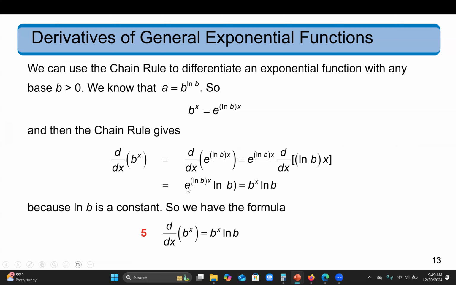So we write down our first solution, e to the power natural log b times x. Then the derivative here will give us natural log b. So the final solution will be b to the power x times natural log b. Because b is a constant, we have the formula d/dx of b^x equals b^x natural log b.